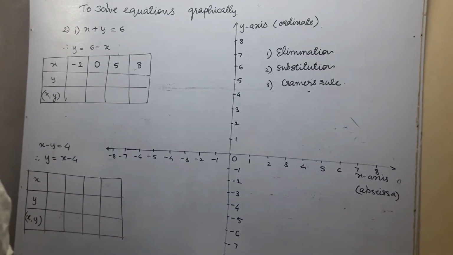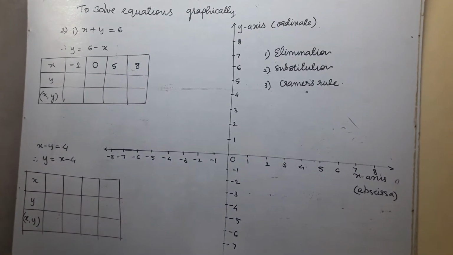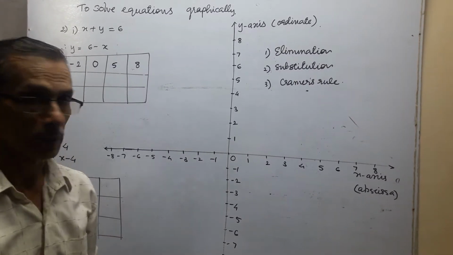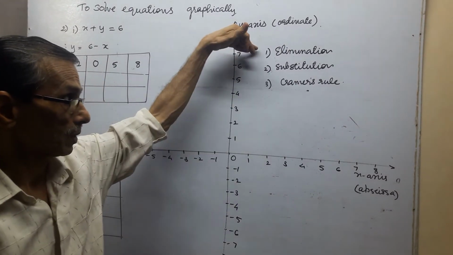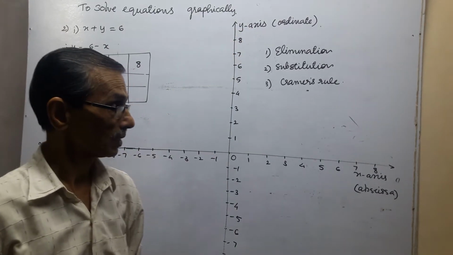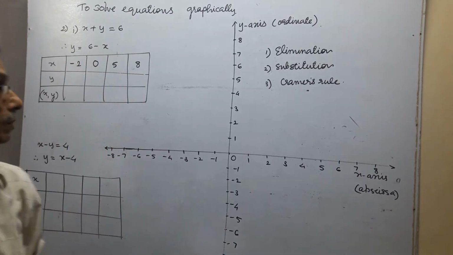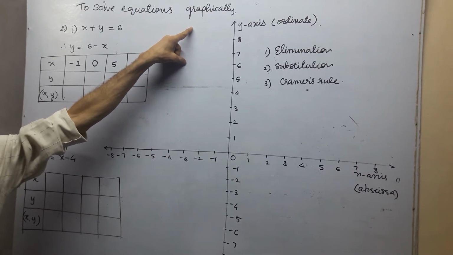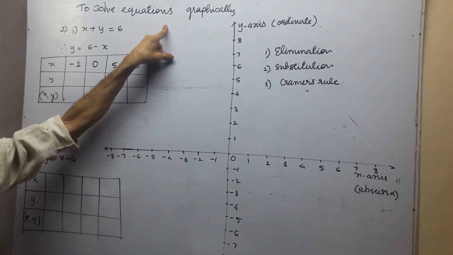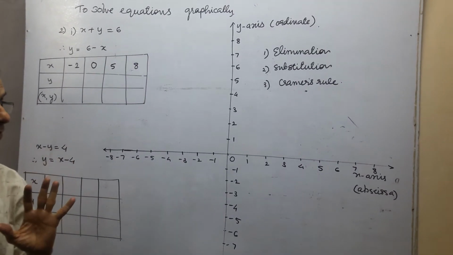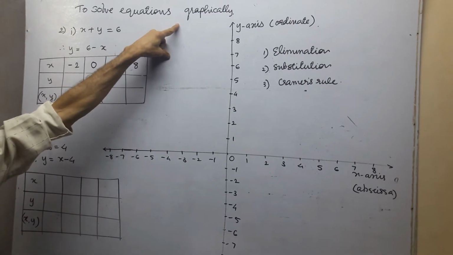Today, let's take once again algebra first chapter, linear equations in two variables. Last time we have seen four methods of solving these equations, of which elimination, substitution, and Cramer's rule we have already studied. Today we will take one more method, and that is graphical method. Every year one question is asked, solve the linear equations graphically, and it is definitely asked for 3 or 4 marks. Now how to solve graphically?